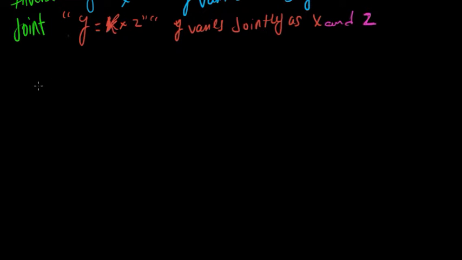What we're going to talk about here is combined variation. Now, this is actually the last type of variation that we're going to talk about. Combined variation is the relationship that contains both direct and inverse variation. Okay?